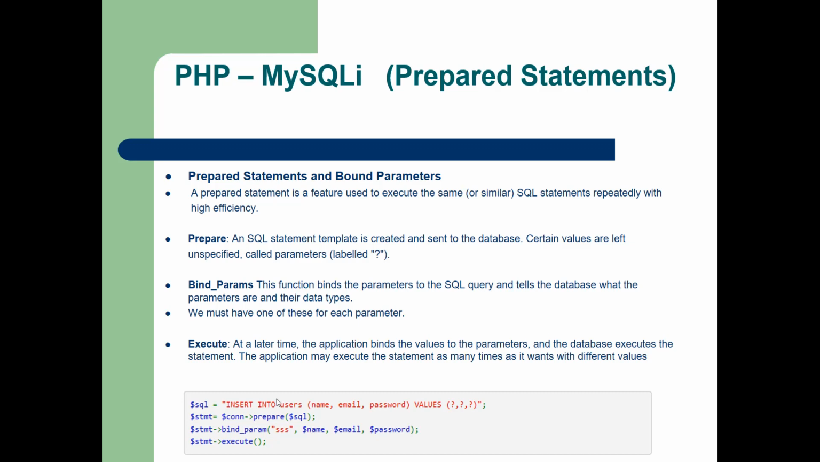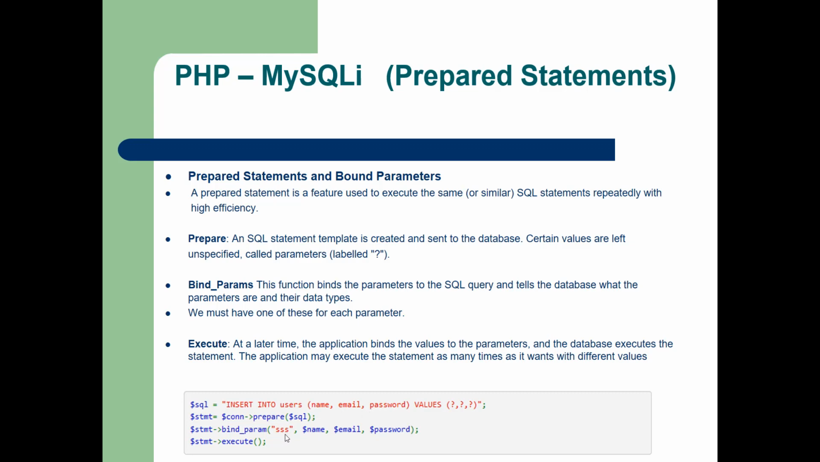Here is an example insert query with prepared statements. We have defined an SQL query, insert into users with the name, email, and password columns, but their values are replaced with question marks. In the next line, we have used the $connection object's prepare method and passed the query and assigned it to a $statement variable. Using the bind_param method of $statement, we have specified the data types of the parameters, that is the name, email, and password are of type string.